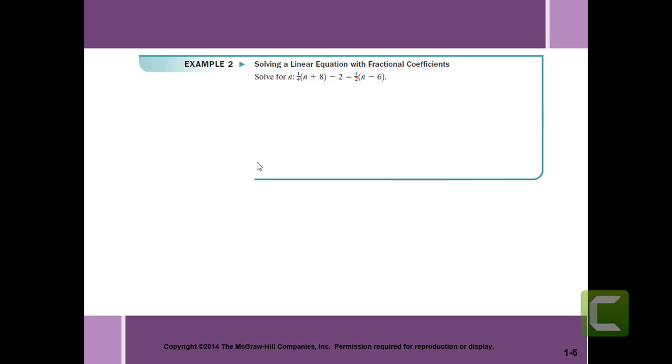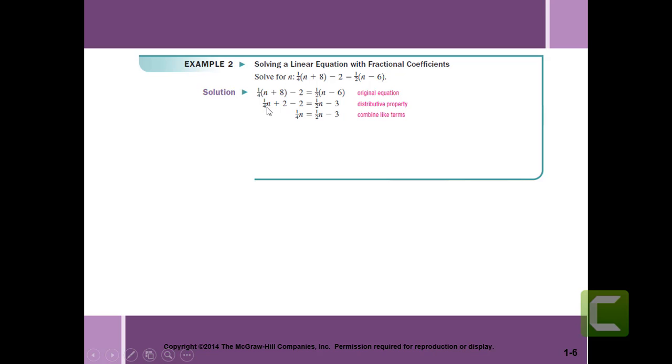Here's another one. So in this case, we're going to do the same thing. We're going to first get rid of the parentheses, and in this case, we've got 2 sets of parentheses. So we're going to multiply this side. We're going to distribute the 1/4, and then over here, we're going to distribute the 1/2. So over here, we're going to get 1/4 n plus 8 divided by 4, which is 2. So we're going to get 1/4 n plus 2 minus 2, and then we're going to get 1/2 n minus 6 divided by 2, which is 3. And then we're going to add like terms.